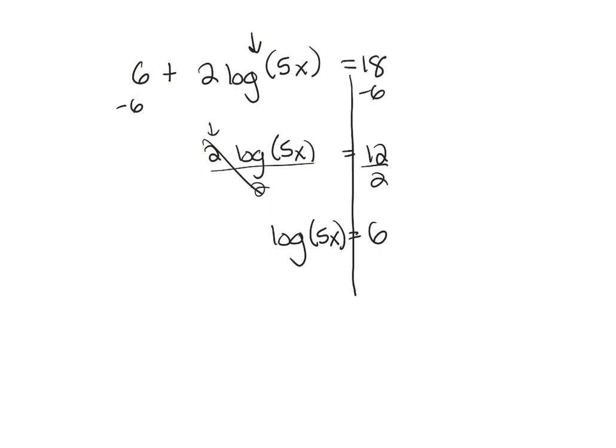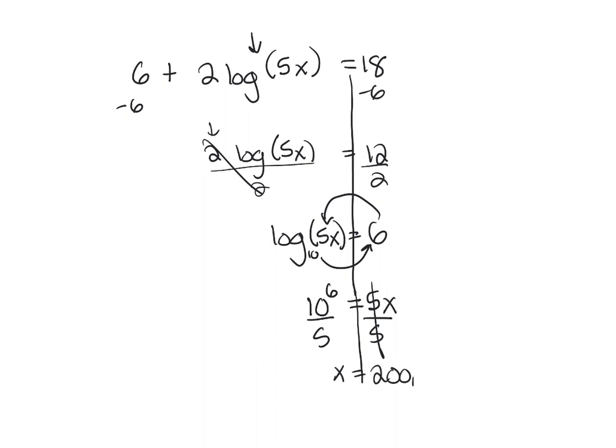And now once the logarithm is isolated, we can convert it to its exponential form. So base 10 to the power of 6 equals 5x. So 10 to the power of 6, and then we'll divide by 5. And you should get that x equals 200,000.